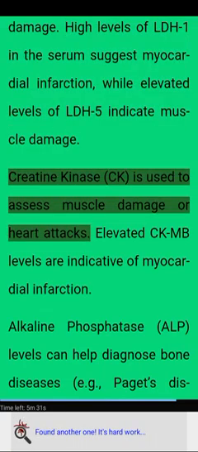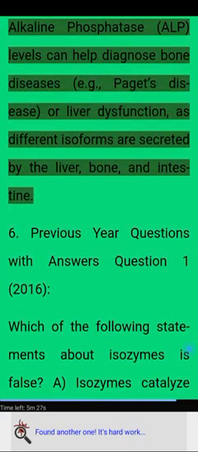Creatine kinase (CK) is used to assess muscle damage or heart attacks. Elevated CK-MB levels are indicative of myocardial infarction. Alkaline phosphatase (ALP) levels can help diagnose bone diseases, e.g., Paget's disease or liver dysfunction, as different isoforms are secreted by the liver, bone, and intestine.